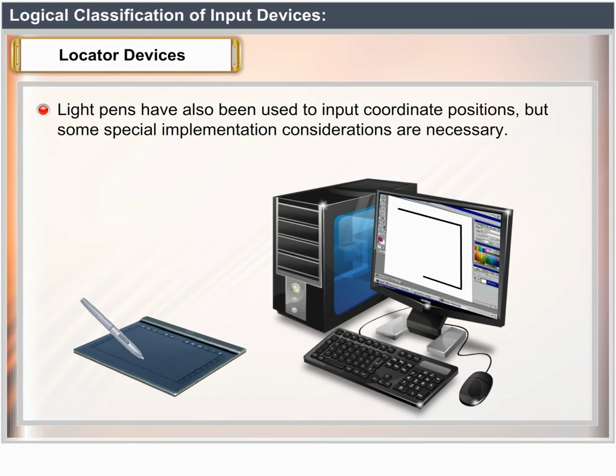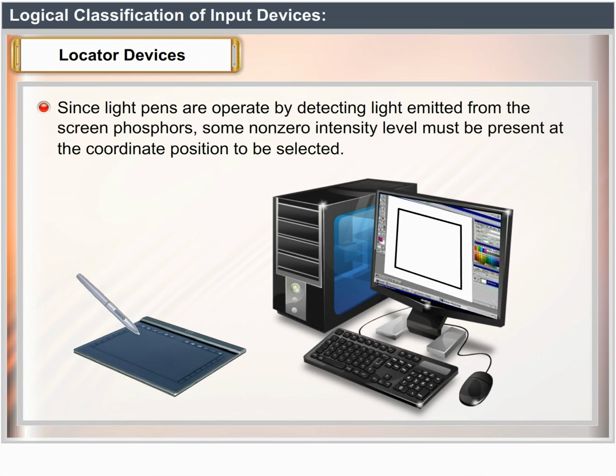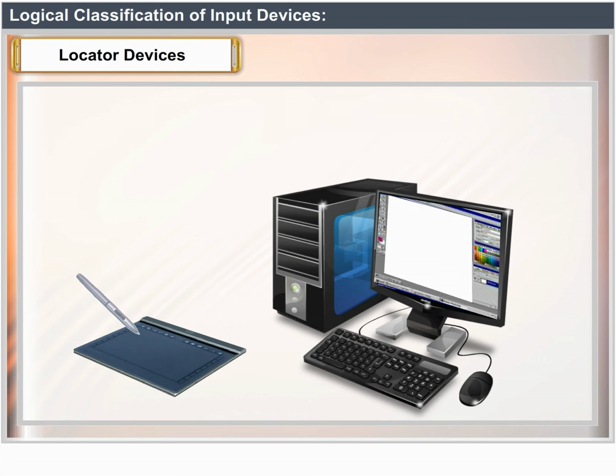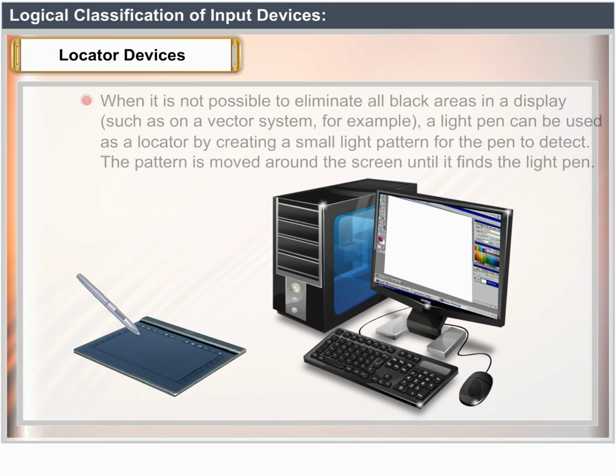Light pens have also been used to input coordinate positions, but some special implementation considerations are necessary. Since light pens operate by directing light emitted from the screen phosphors, some non-zero intensity level must be present at the coordinate position to be selected. With a raster system, we can paint a color background onto the screen. As long as no black areas are present, a light pen can be used to select any screen position.